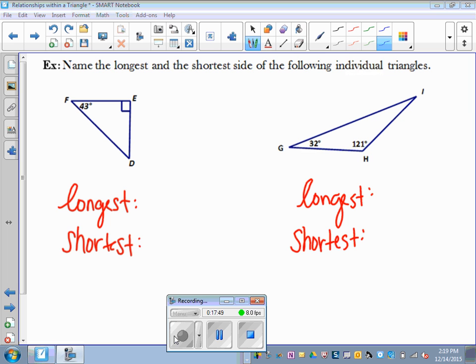Okay, our first one. First of all, let's find all the measures of our angles. How can I find the measure of angle D? Good. As Amina said, we already know that E is a 90-degree angle because it's indicated it's a right angle. So if I add together 90 and 43, then I get 133 degrees. And there's 180 degrees total in the triangle. So subtract that from 180.